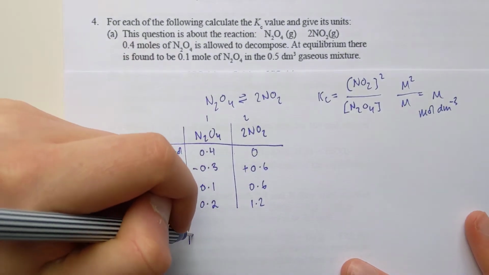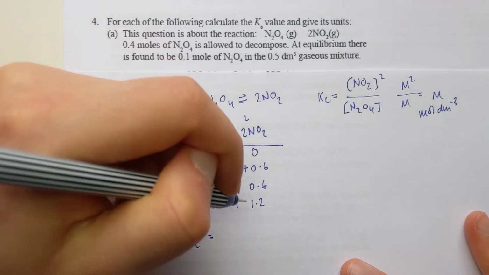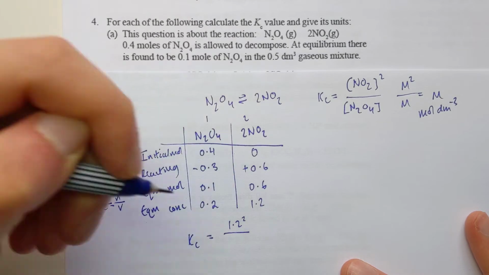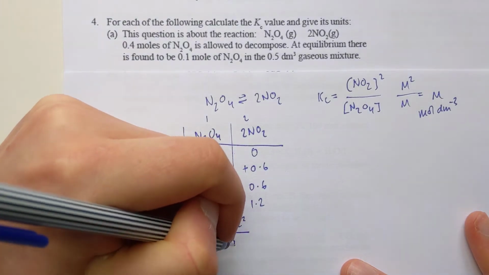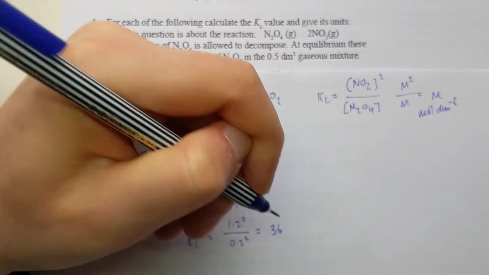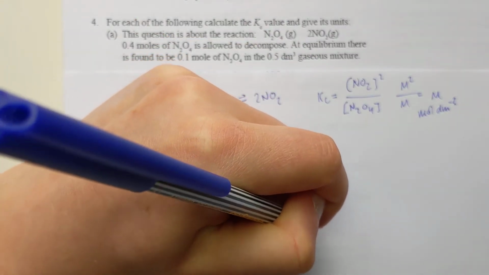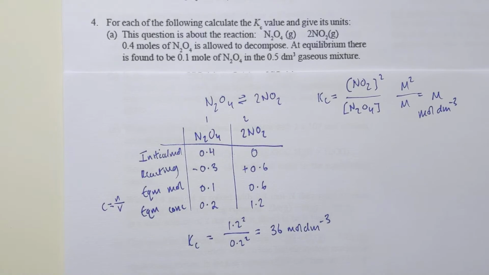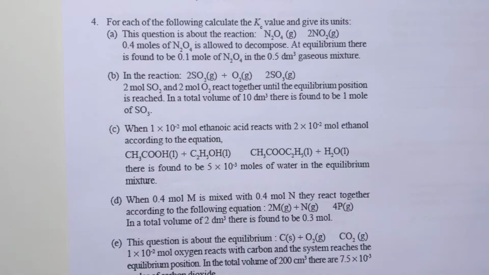So bringing this to my expression, Kc equals NO2 squared, which is 1.2 squared, over N2O4, which is 0.2 squared, which equals 36 moles per decimeter cubed. Moving on to the second question, it looks very similar. In the reaction, SO2 plus O2 going to SO3 and gives you some equilibrium concentrations and a volume.